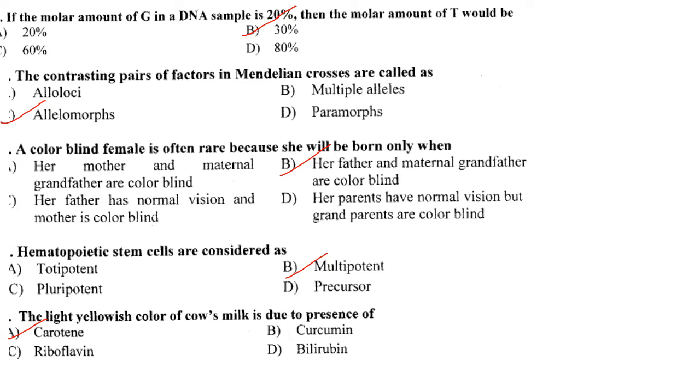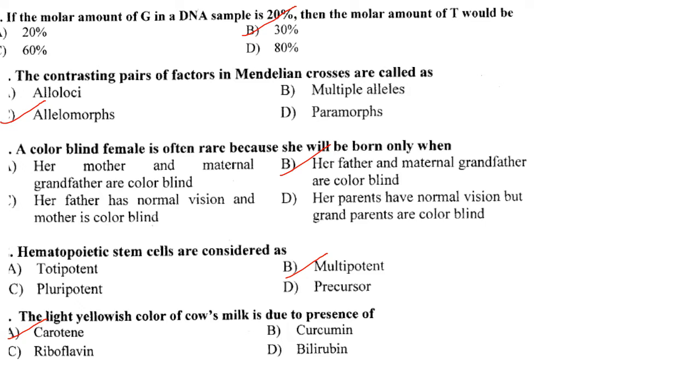And out of 100, 60 will be A plus T. So they have asked only for the molar amount of T. So 60 divided by 2, that will give you 30%. So answer is option B. The contrasting pair of factors in Mendelian crosses are called as allelomorphs or alleles. Answer is option C.